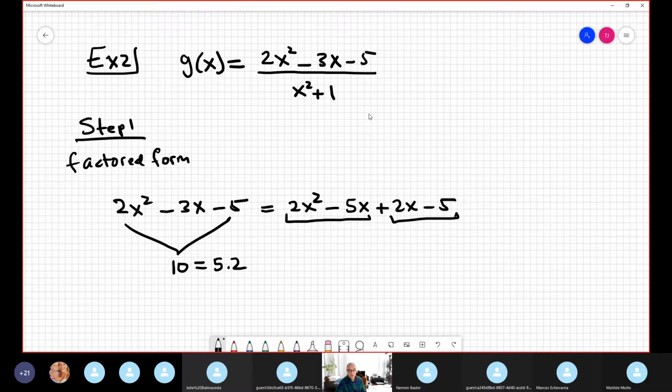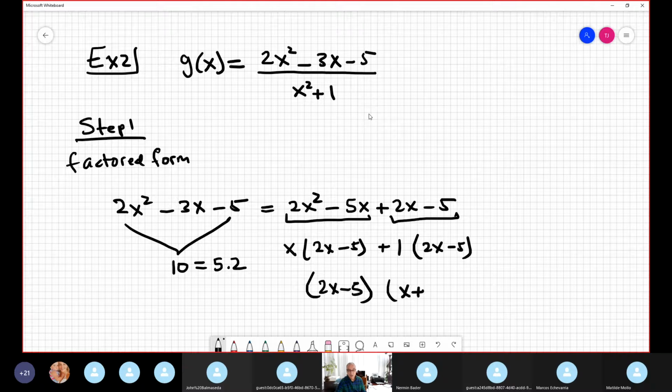The greatest common factor here is x, giving x times 2x minus 5. And the greatest common factor here is nothing, which is 1, giving 2x minus 5. And now 2x minus 5 factors out one more time, leaving x plus 1. Wow. So the answer is, look, in the top the factorization is 2x minus 5 times x plus 1.